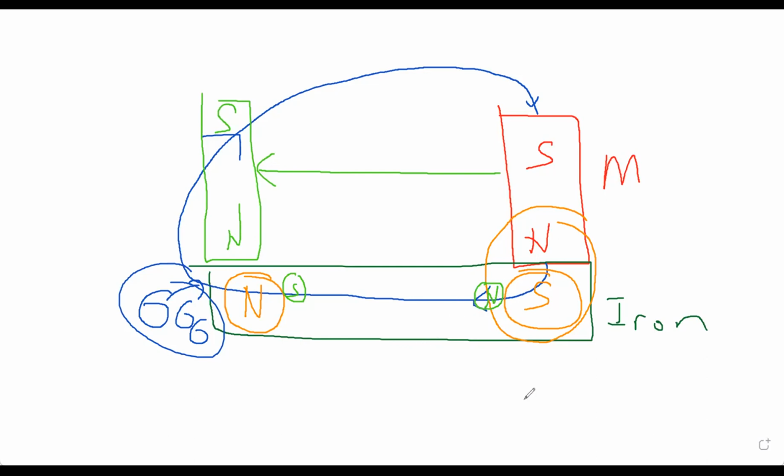And I can test this by placing another magnet here. If it's north here, I place north here, and I see whether it repels or not. It's definitely going to repel because north and north are going to repel. And if I test for this north here, then as soon as they repel, I know that it's going to be the north pole.